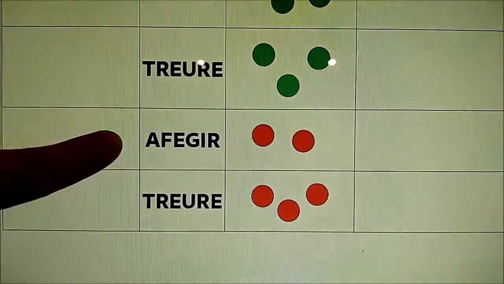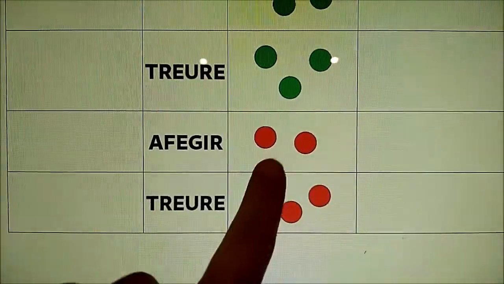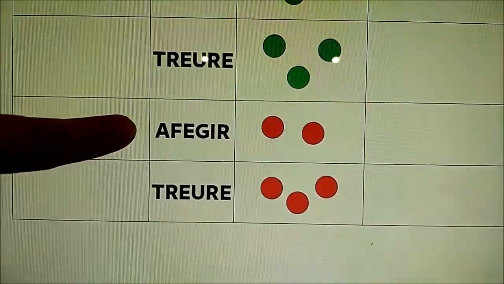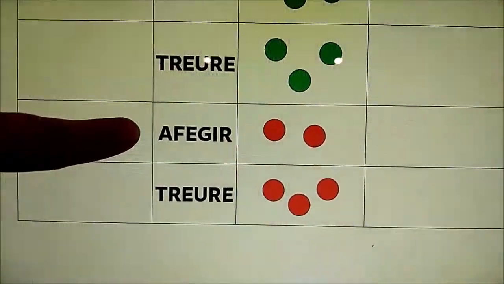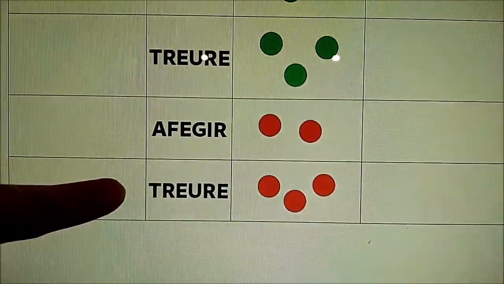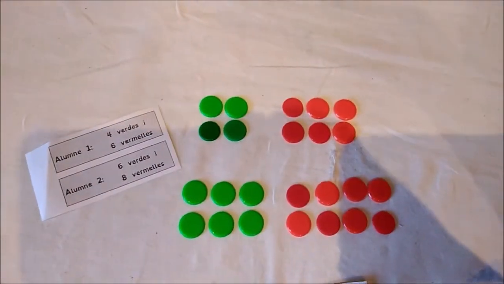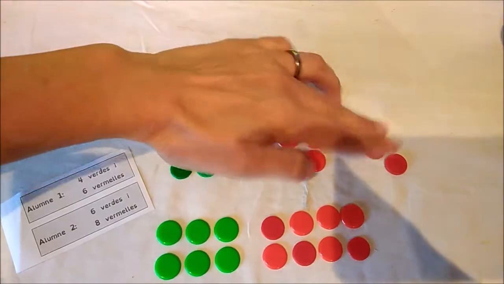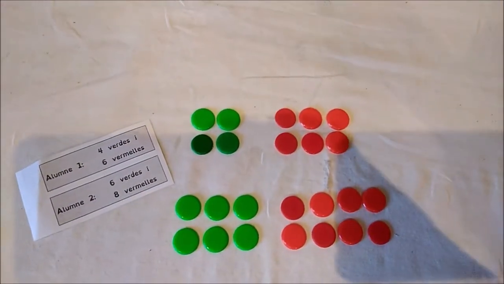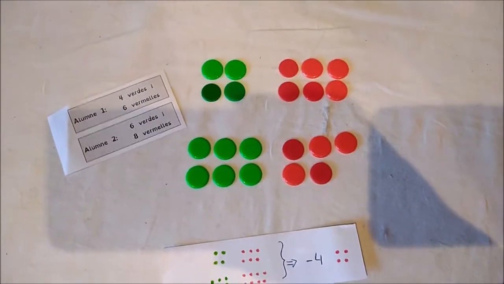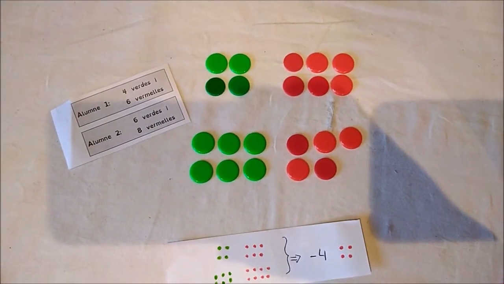Now you have to do the same with the negative chips. In this instruction, you have to add 2 negative chips, and in this one, you have to remove 3 negative chips. So it will be like this, adding 2 or removing 3. How can we represent this with numbers?